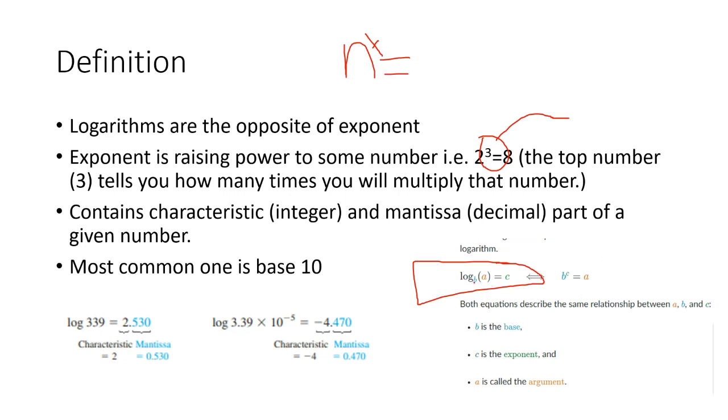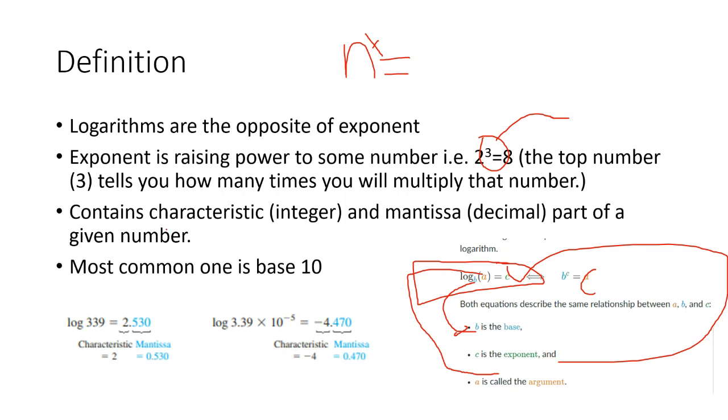And b right here is the base. The base would always be the bigger number in the exponent. In this case, this is going to be the 2. Your a right here is always going to be your argument. I call it the answer to the exponent problem. In this case, the a in here is going to be 8. And then the c in here would be the exponent. So in this case, that's going to be 3.